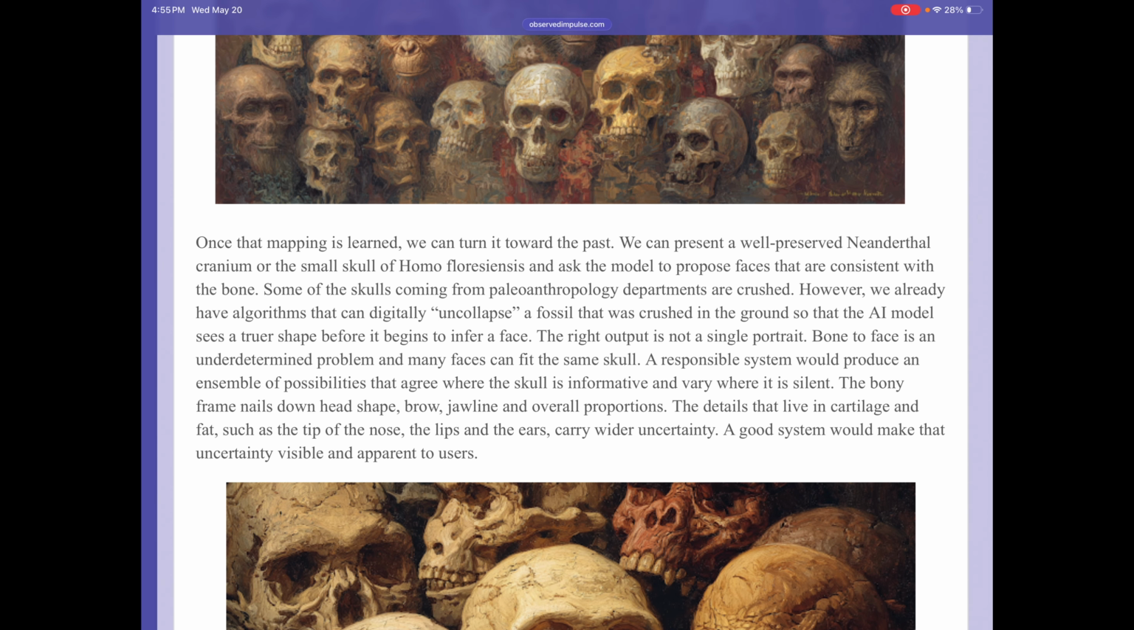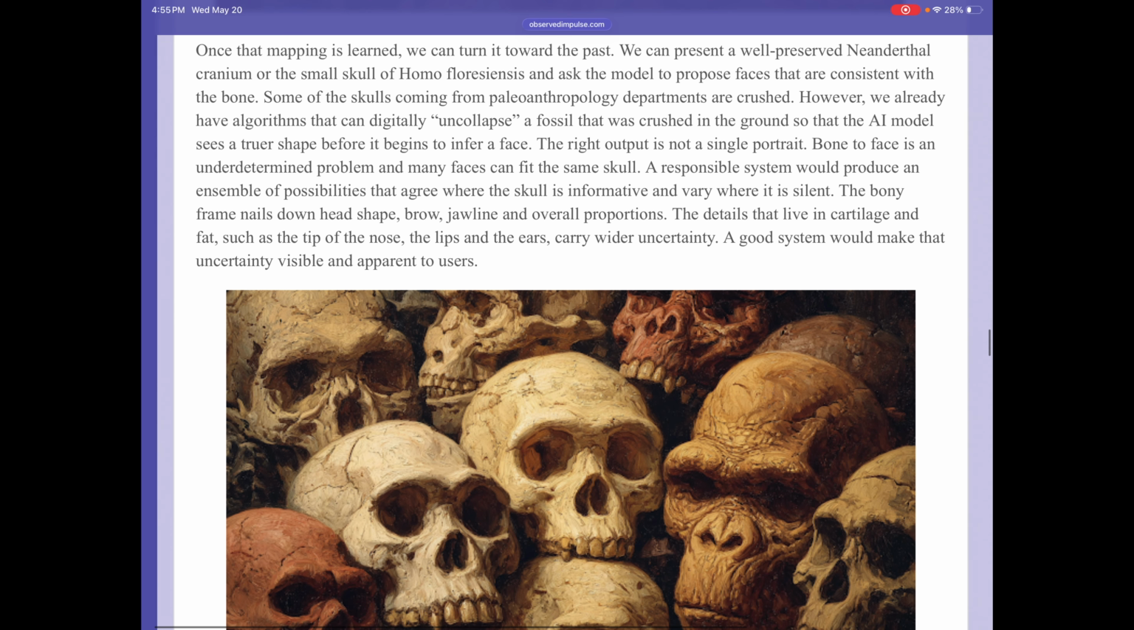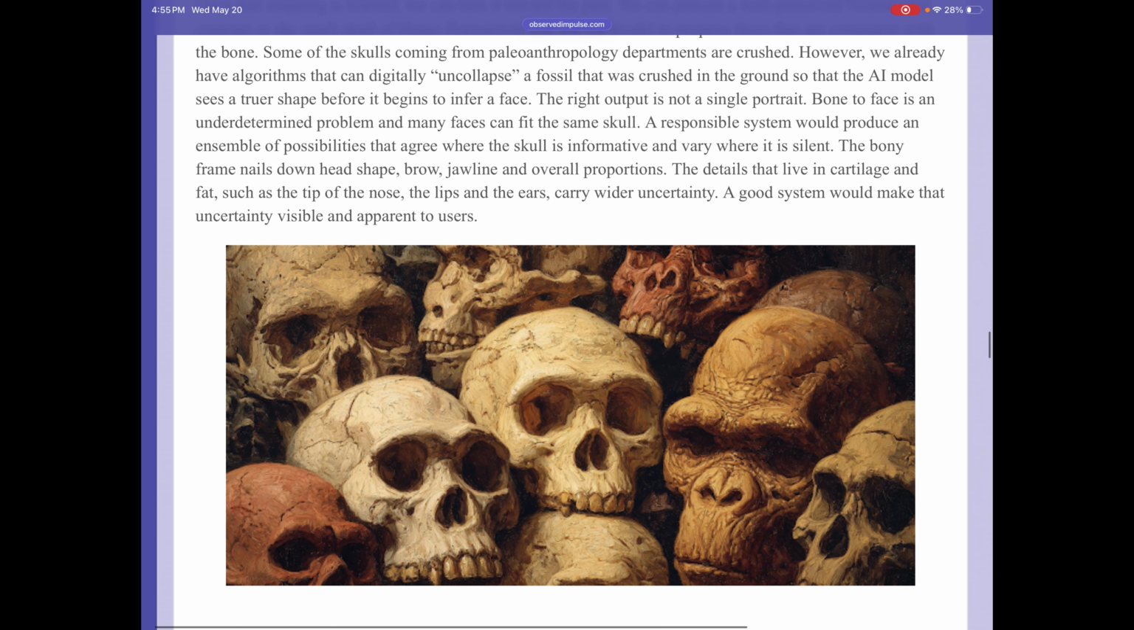So once that mapping is learned, we can turn it toward the past. Once it's trained on existing animals, we can present a well-preserved Neanderthal cranium or the small skull of Homo floresiensis and ask the model to propose faces that are consistent with the bone. Some of the skulls coming from paleoanthropology departments are crushed. However, we already have algorithms that can digitally uncollapse a fossil that was crushed in the ground so that the AI model sees a truer shape before it begins to infer a face.